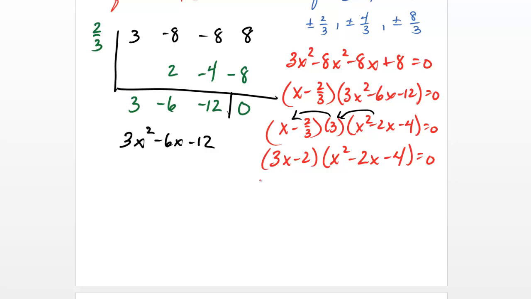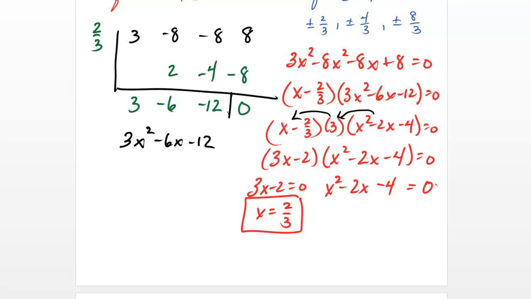The simple part is this: 3x minus 2 equals 0. We know that x equals 2/3, and we had that with our synthetic division. However, the x squared minus 2x minus 4 requires completing the square or the quadratic formula.